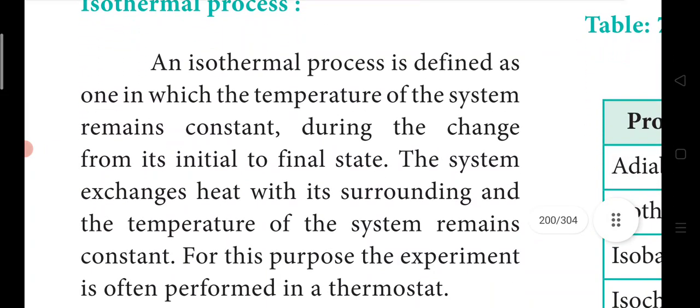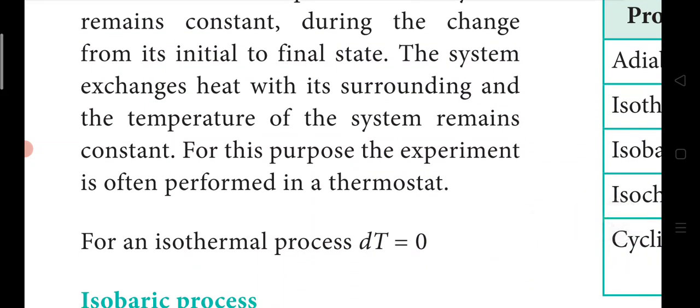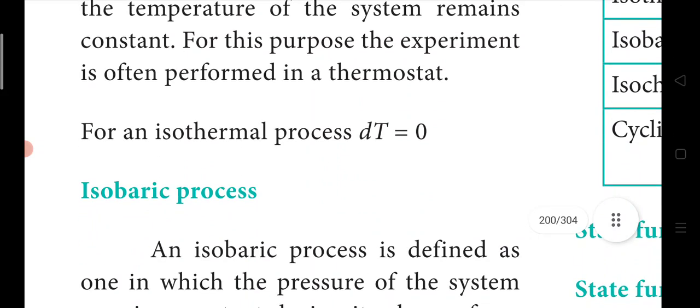Isothermal. An isothermal process is defined as one in which the temperature of the system remains constant. Iso means same, thermal means heat. So if the temperature is maintained constant from initial to final, it is an isothermal process. The system exchanges heat with its surroundings and the temperature of the system is constant. For this purpose, the experiment is done in a thermostat. A thermostat is an apparatus in which the temperature is maintained constant. For an isothermal process, dT is equal to 0.